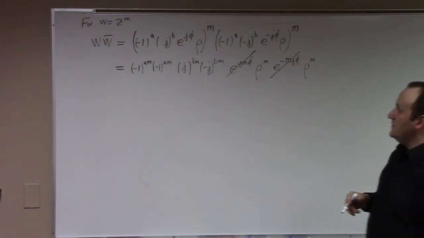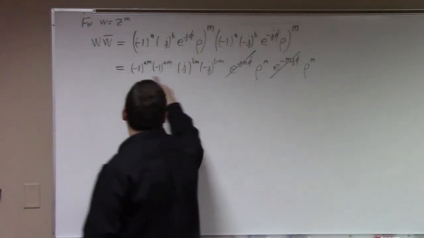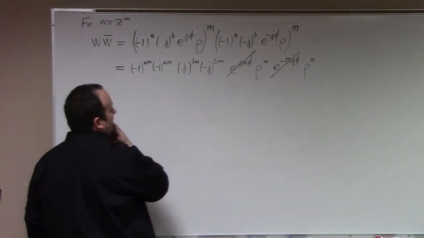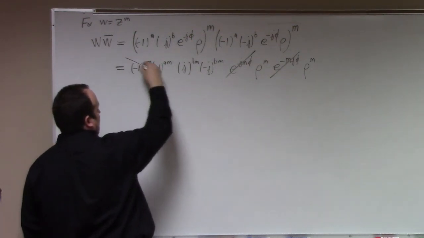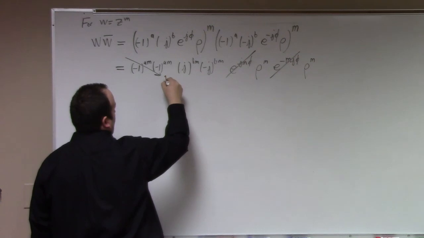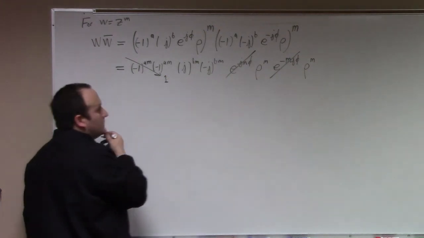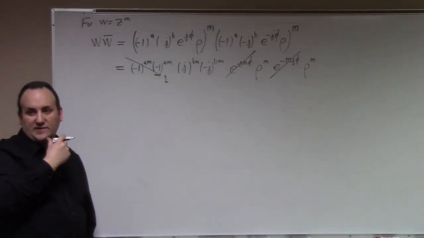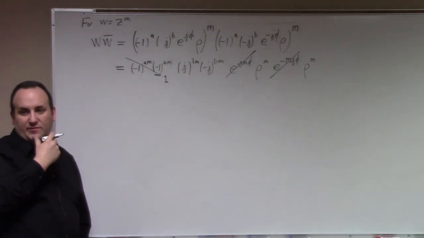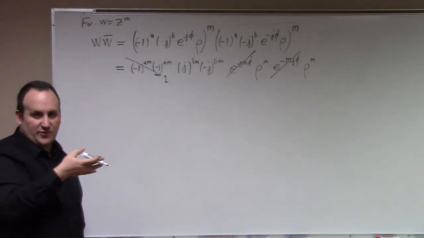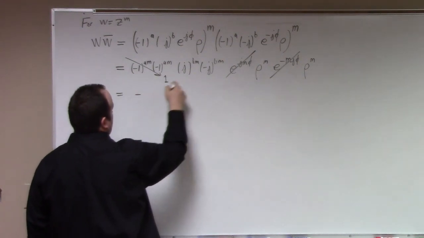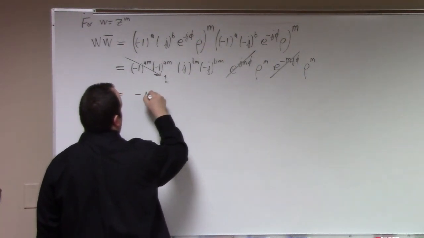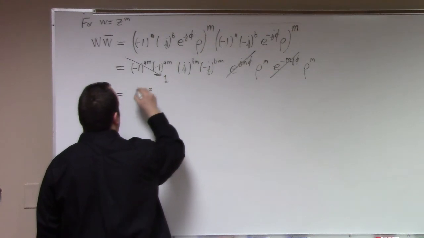And how about these? Again, this one is just automatically 1, because that's minus 1 times minus 1 to the AM, which is 1 to the AM, which is 1. And this one here is actually what? This is minus j squared to the BM, right?